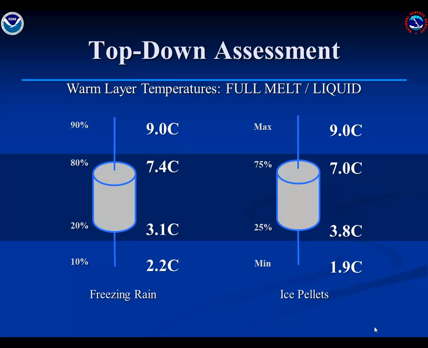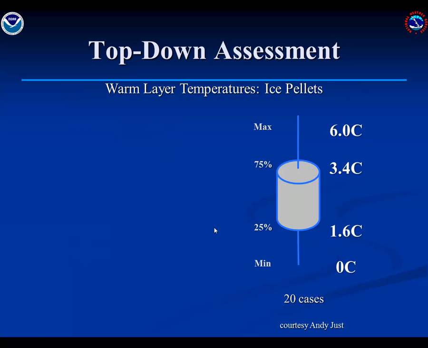So comparing those two cases directly, freezing rain's on the left and ice pellets are on the right, you can see those similar temperature regimes with 75 to 80% of the warm layer temperatures warmer than 3 Celsius for full melt and a liquid hydrometeor heading into the surface cold layer. What about the ice pellet cases that have a different look?